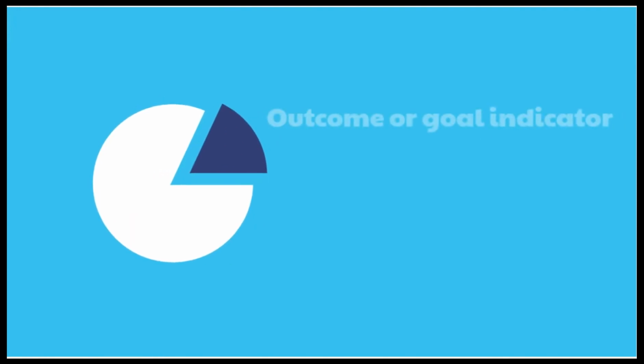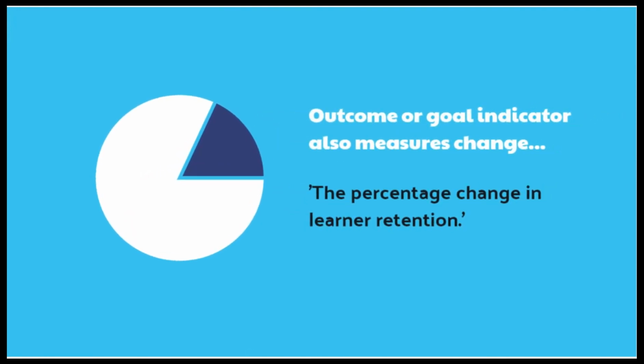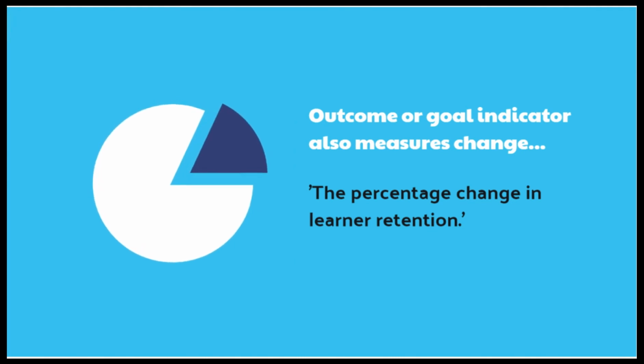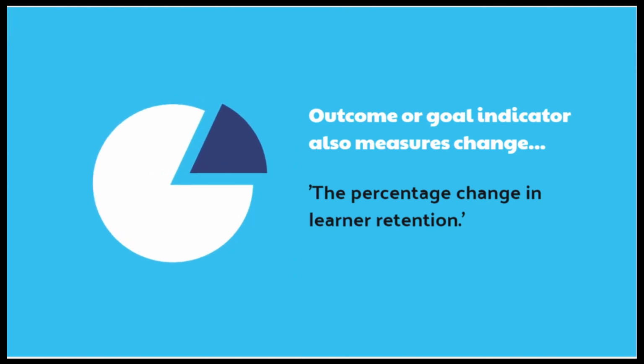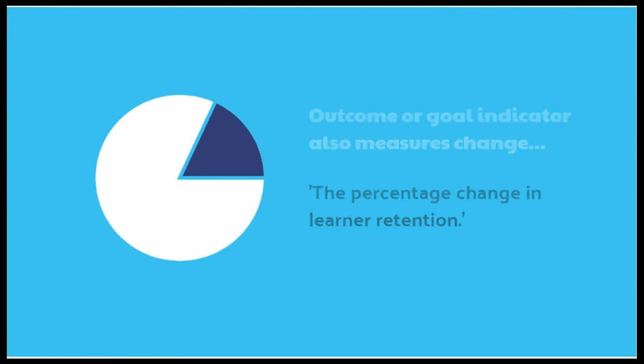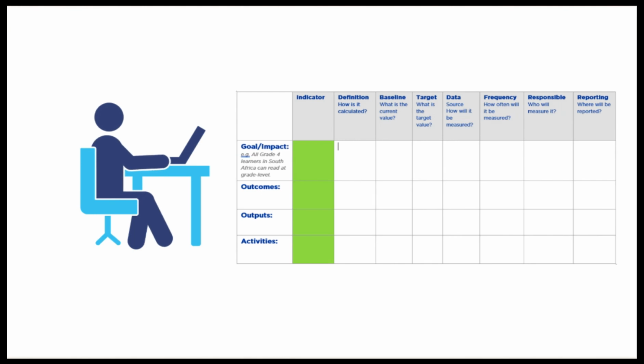Outcome or goal indicators also measure if change is happening and often use the unit of percentage, average, or median. An example is the percentage of change in learner retention. These indicators would be populated in the second column of your M.E.L framework, highlighted here in green.